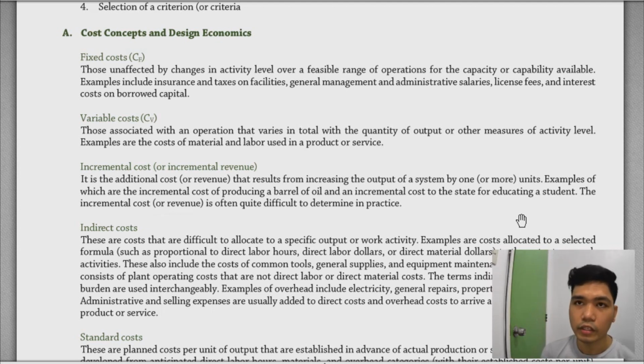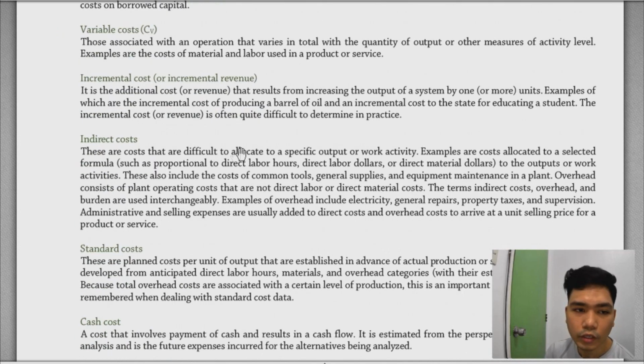You can always consider this incremental cost in a way that, imagine you being a kindergarten student, and you just have to spend very little for your education, and then when you go to college, it's actually increasing because the requirement for knowledge and of course the requirement for you to learn something new based on your course is increasing. Okay, so now we move forward to the indirect costs.